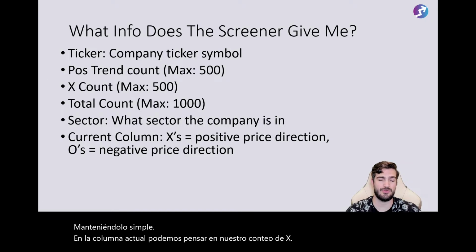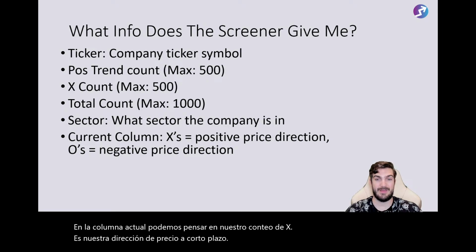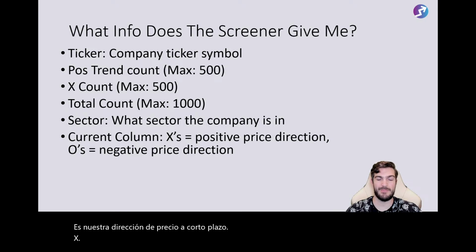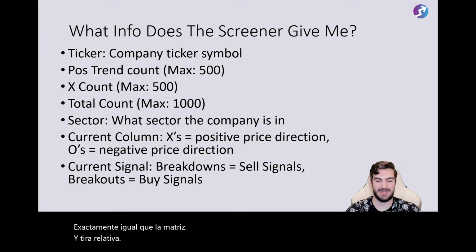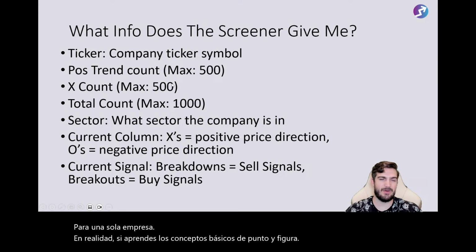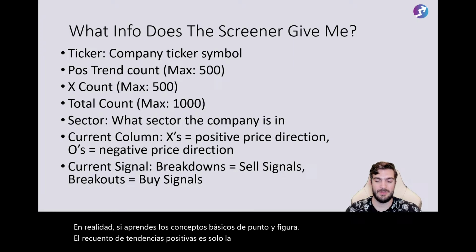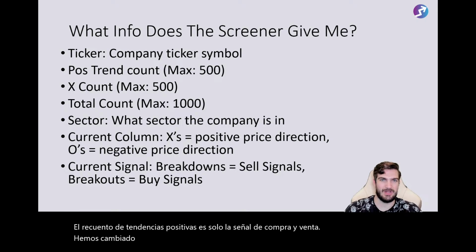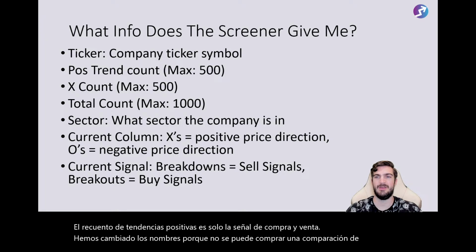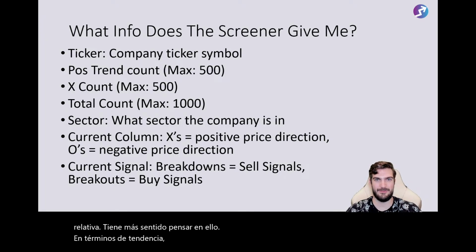It is our short-term direction of price. X is positive price direction, O's negative price direction. Exactly the same as the matrix and relative strength. Then we have current signal. Current signal is the same thing as positive trend, but for only one company. In reality, if you learn the basics of point and figure, positive trend count is really just the buy and sell signals. We've changed the names because you can't buy a relative strength comparison. It makes more sense to think about it in terms of trend instead of buy and sell signals.